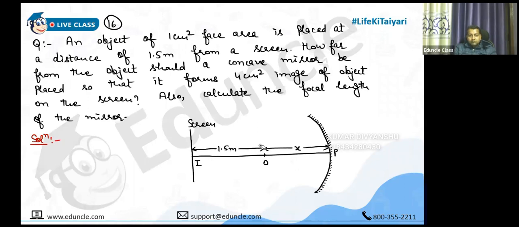So this is the diagram. It is given that the object is placed at a distance 1.5 meter from the screen. And I have taken the distance of the object from the pole of the mirror to be x. So how far from the object should a concave mirror be placed? Means we have to calculate x, so that it forms a 4 centimeter square image on the screen. Okay. So try to solve it now.